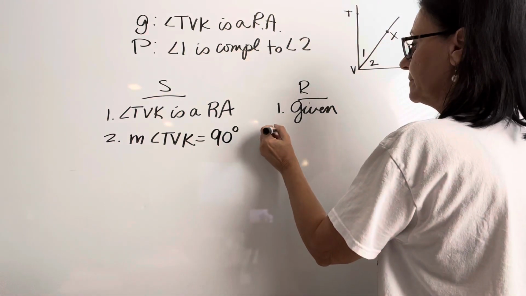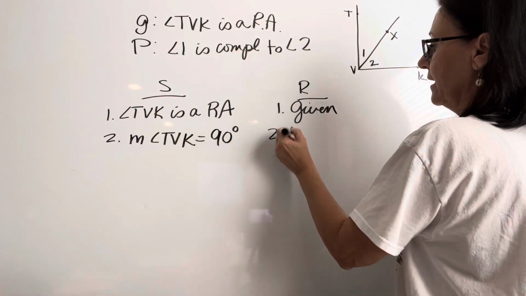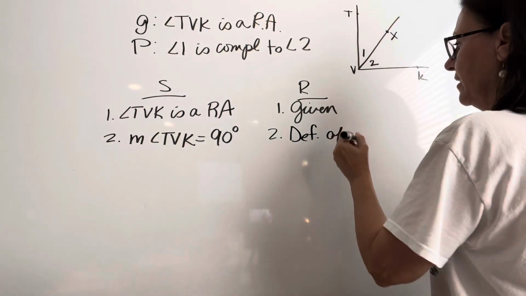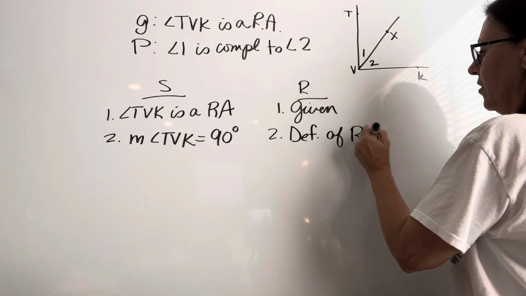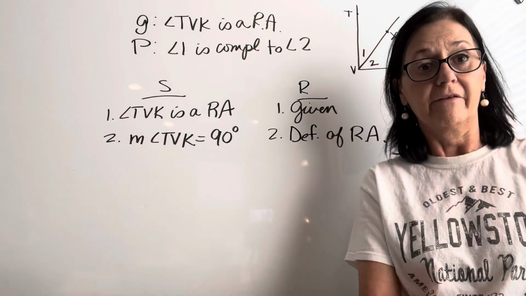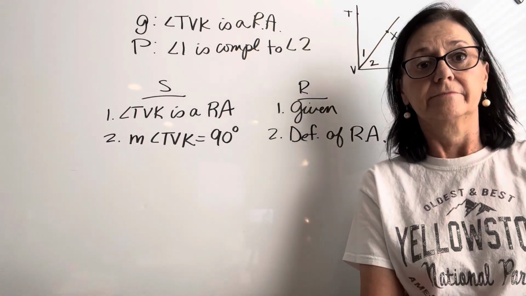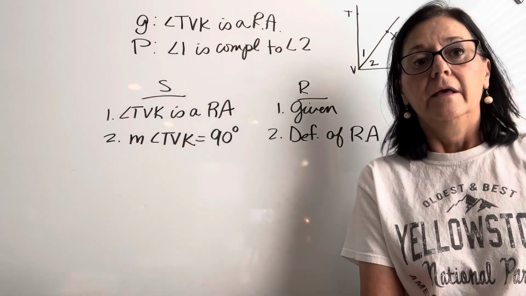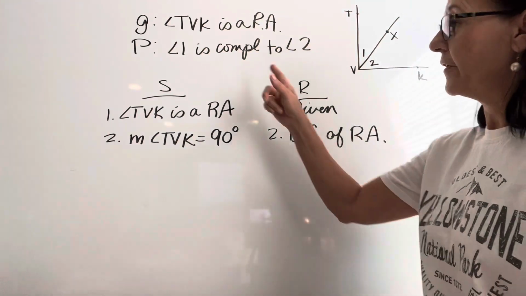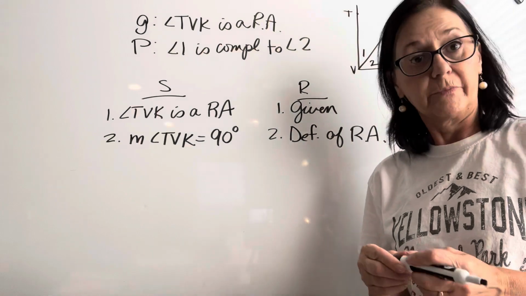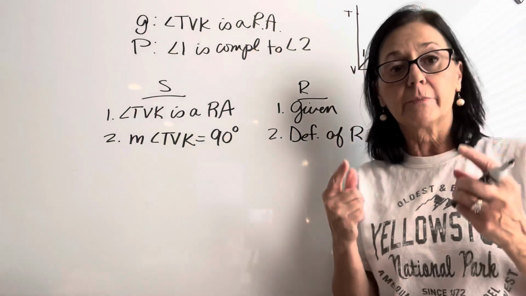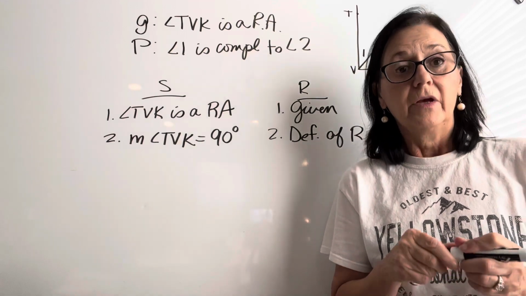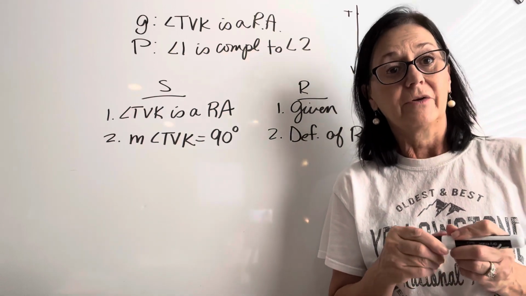And why? That's the definition, by definition, of a right angle. Or you could have said the measure of every right angle is 90 degrees. You could have said either statement. All right. Now, because I want to prove that they're complementary, I'm thinking in my mind, I have to prove that their sum is equal to 90 degrees.